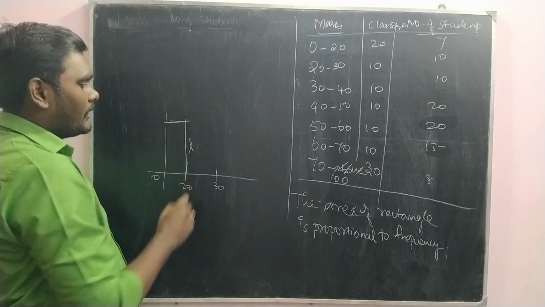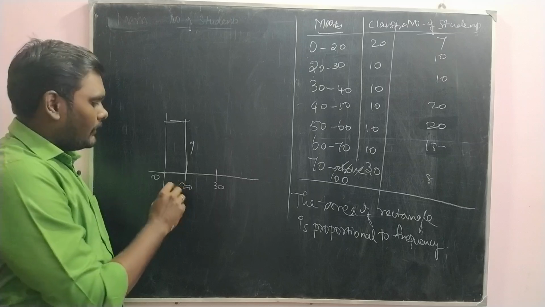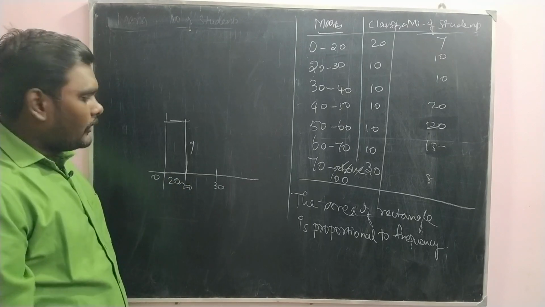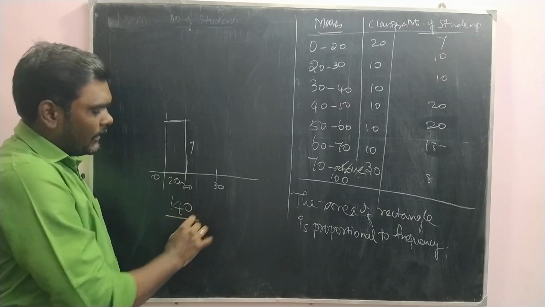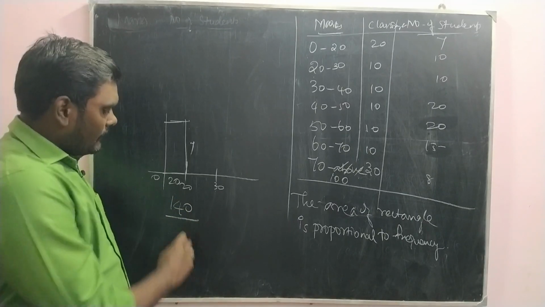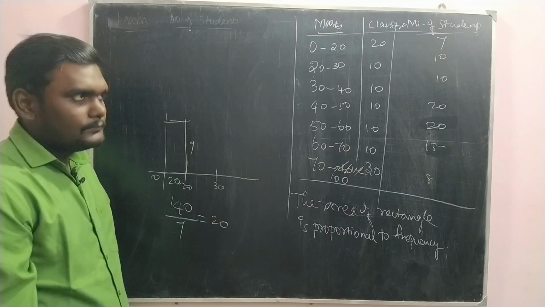So here the length of the rectangle is 7. The breadth we can take as 20. So the area of the rectangle, how much? It is 140, proportional to the frequency. 7, if you take, means what you may take is 20.